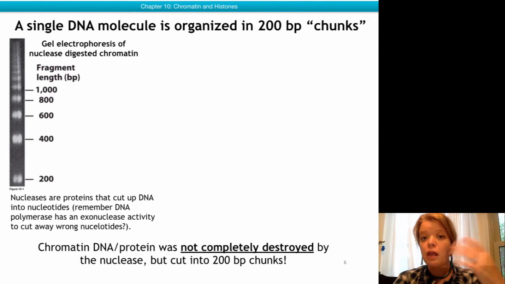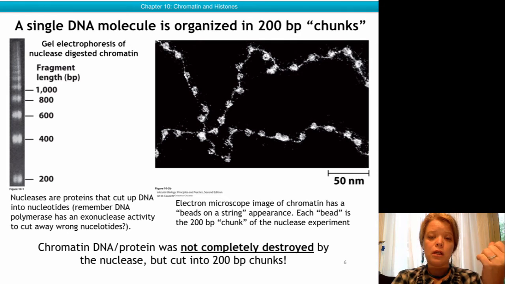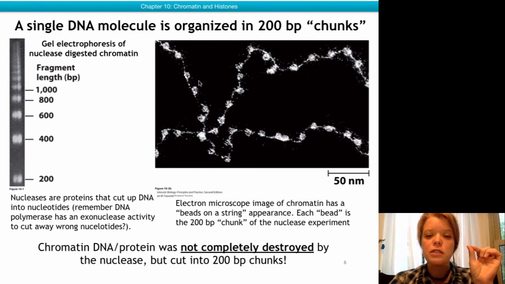At about the same time, other scientists were also looking at chromatin, aka the DNA and protein complexes, not just pure DNA, under an electron microscope. What they observed was this beads-on-a-string appearance that you see here. These little beads are connected with uncoated DNA, and there's another bead, and so forth.